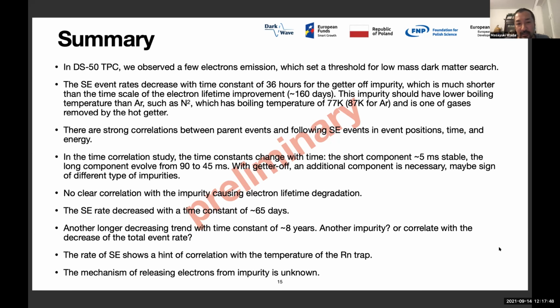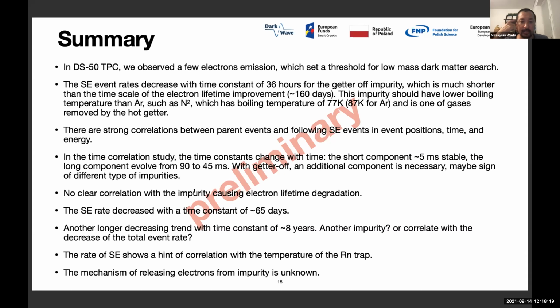And that indicates that this component mainly stays in the gas phase. Okay. And the other important part is there is no correlation with the impurity causing the electron lifetime degradation. So most likely this electron lifetime degradation is not caused by this impurity creating single electrons in the get off data.